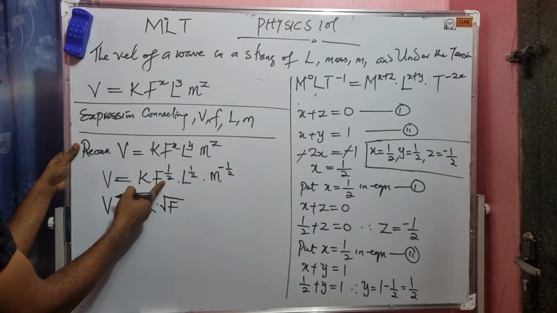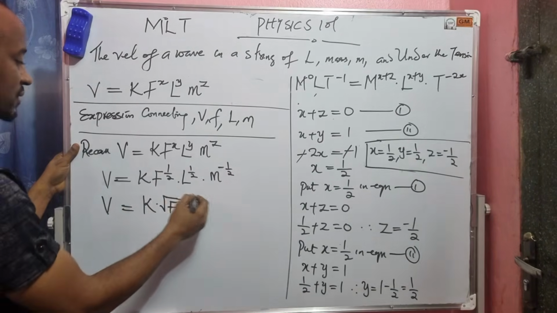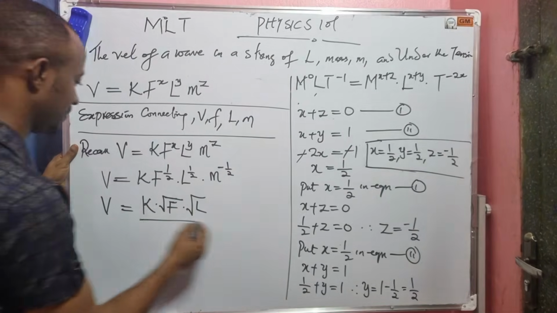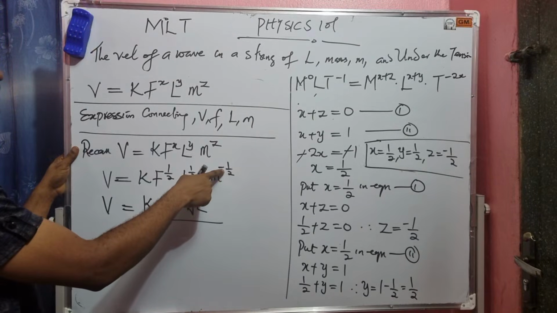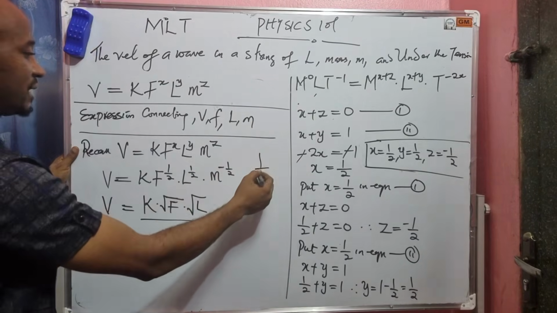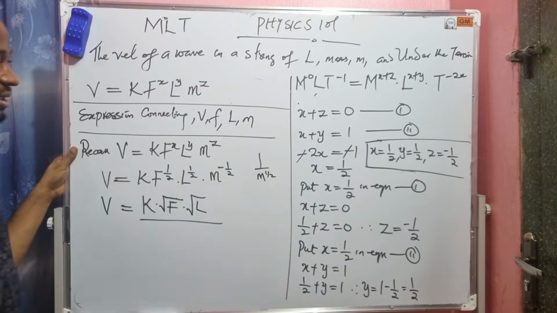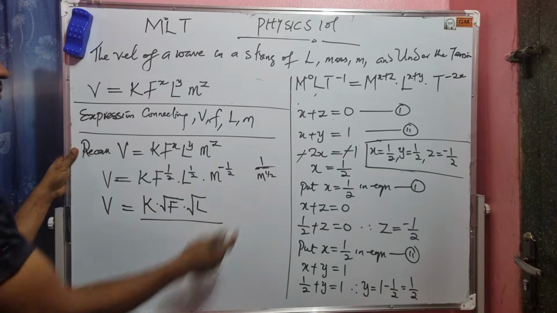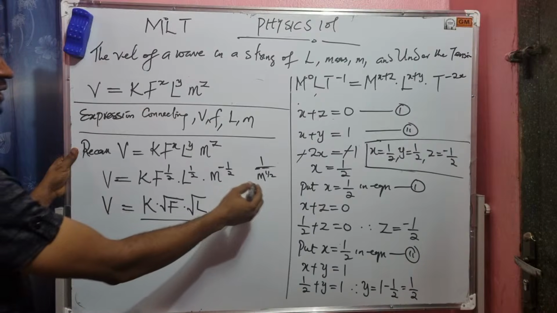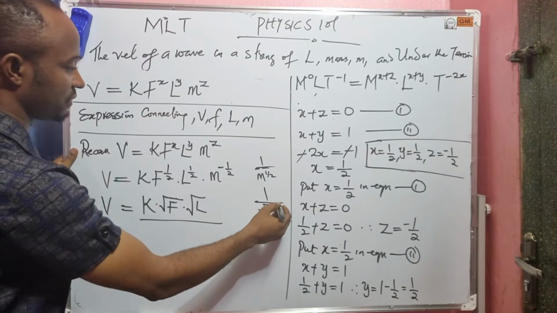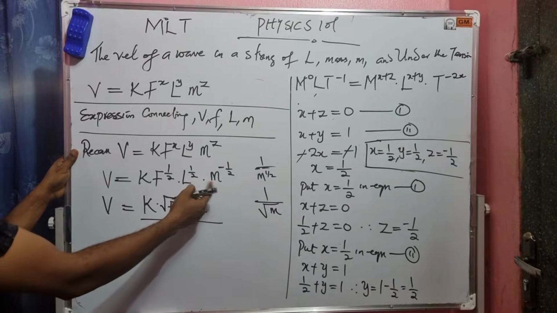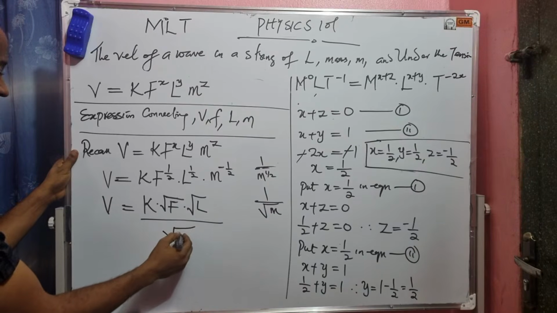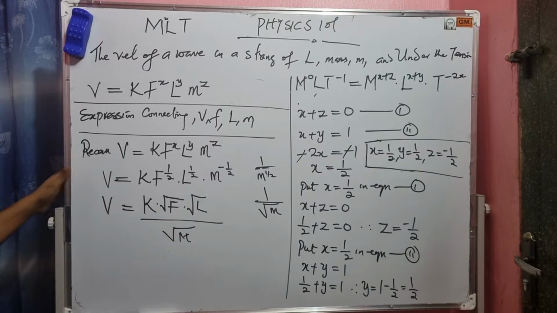F to the power of half is root of F. This will also give us root of L. Then divided by, because I have 1 minus 1 minus here, it becomes 1 over m to the power of half. Don't forget, it becomes 1 over M to the power of half. Exactly. And that will give us 1 divided by square root of M. So this expression here is divided by square root of M. Okay. Now let's move on.